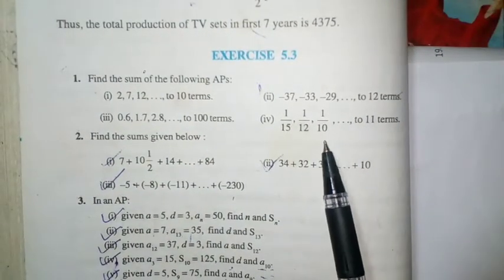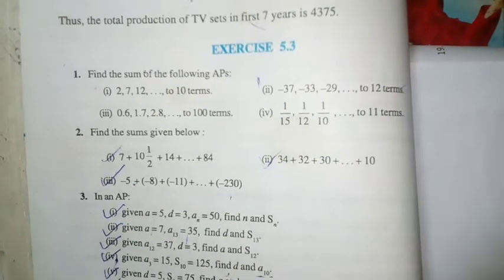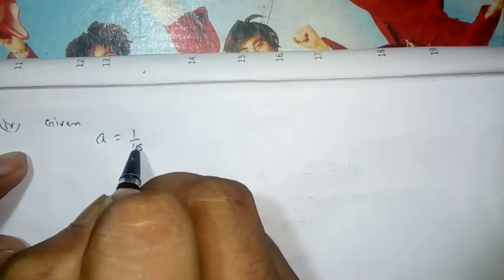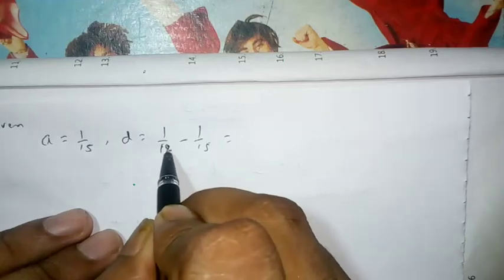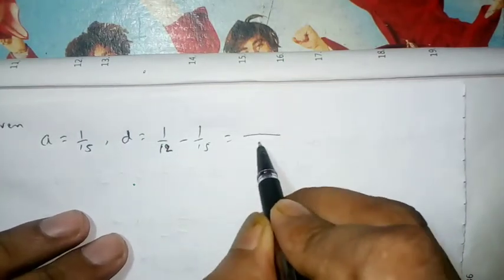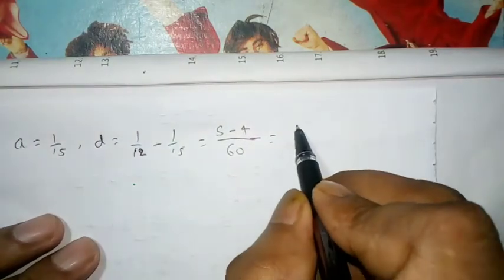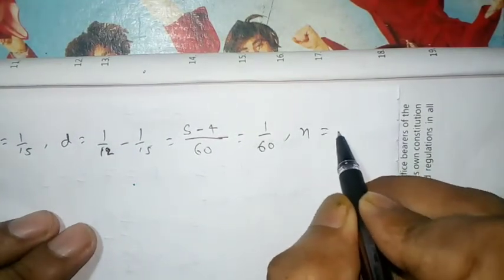1/15, 1/12, 1/10, and so on, to 11 terms. Given: a is equal to 1 by 15, d is equal to second term 1 by 12 minus 1 by 15. So the LCM of 12 and 15 is 60. So 5 minus 4 is equal to 1 by 60. n is equal to 11.